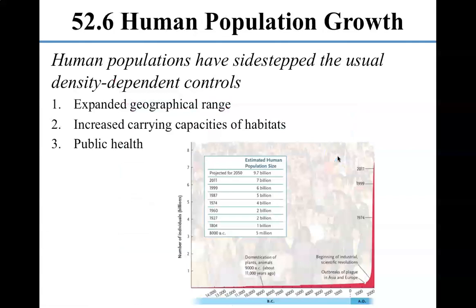Let's pause talking about animals for a moment and talk about humans. I mean, technically humans are animals, but you know what I'm saying. Humans are weird, man. So humans have sidestepped a lot of these density dependent controls. So earlier, for example, I mentioned that disease is a density dependent control on populations. If a population of a particular animal reaches a high population density, then disease can step in and cause the population density to decline.